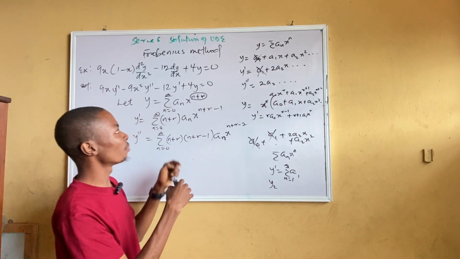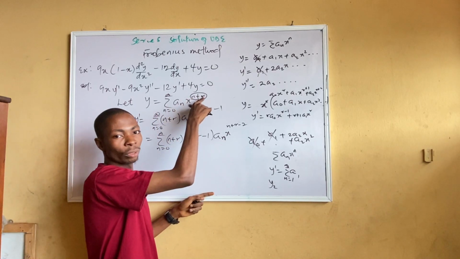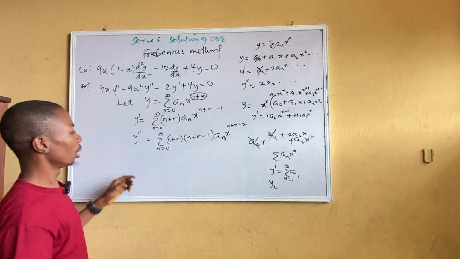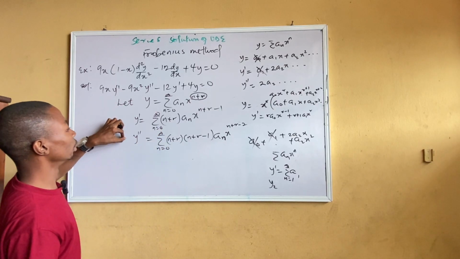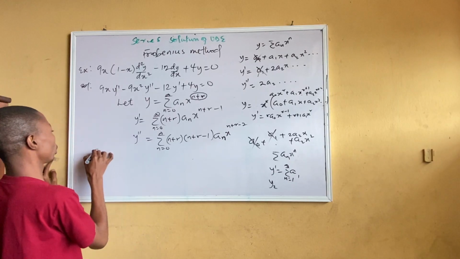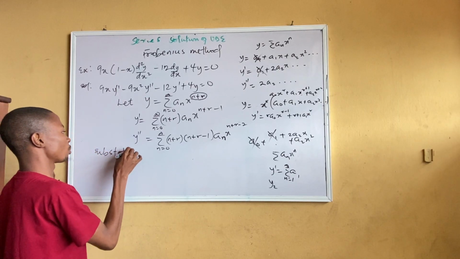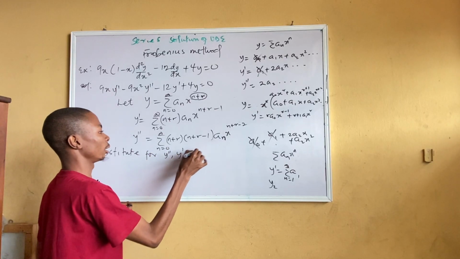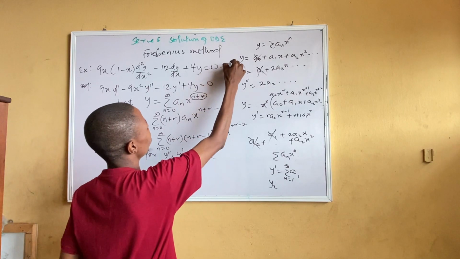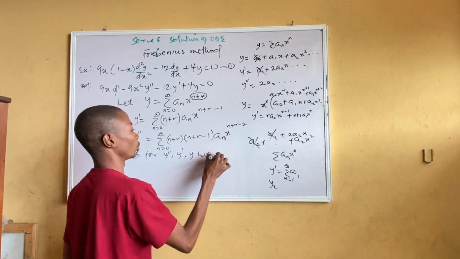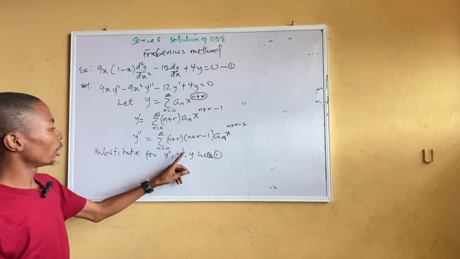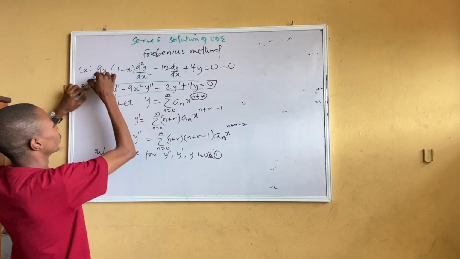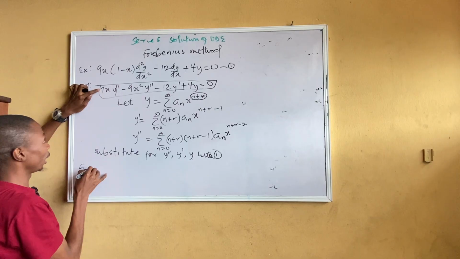But this time around, we are using the Frobenius method. It's having n plus r, so that r will make sure that the limit starts from 0. Then after getting the three derivatives, we substitute for y double prime, y prime and y into the problem we are solving, into equation 1. This is my equation 1: 9x y double prime.